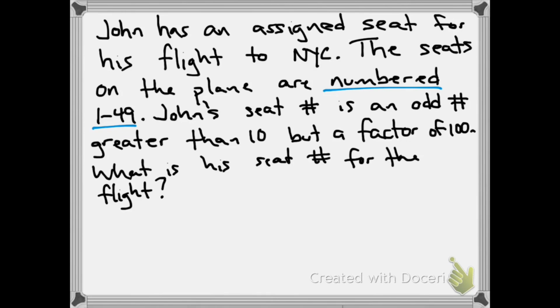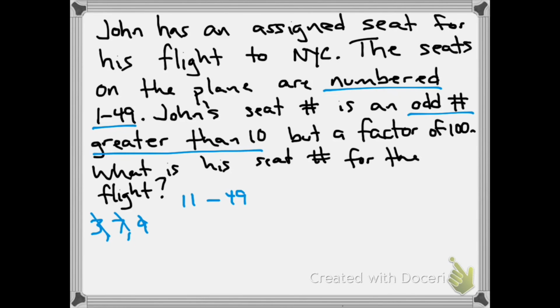So 2, 4, 6, 8, 10, all those are not going to work. They are not odd numbers. It's an odd number, but it's also greater than 10. So we know that 3, 7, 9, all those are out. So we're left with odd numbers between 11 to 49. So odd numbers greater than 10, but it's also a factor of 100, meaning that this number could go into 100 if we multiplied it by something.